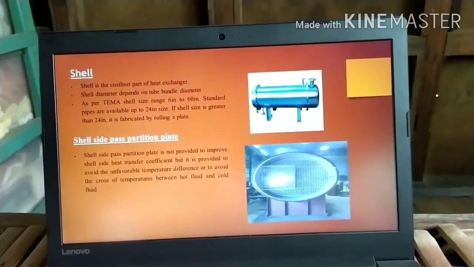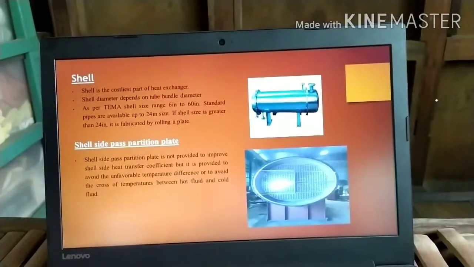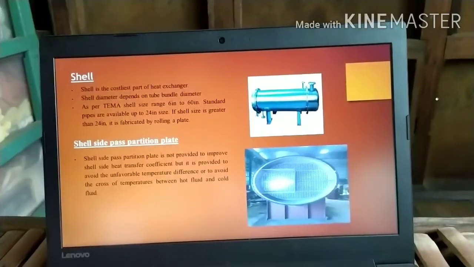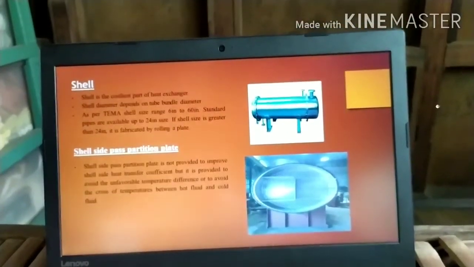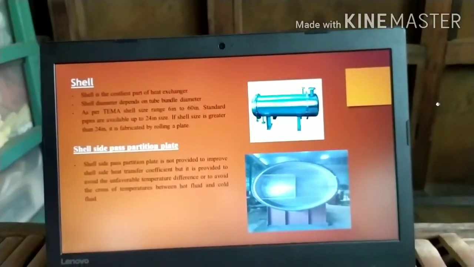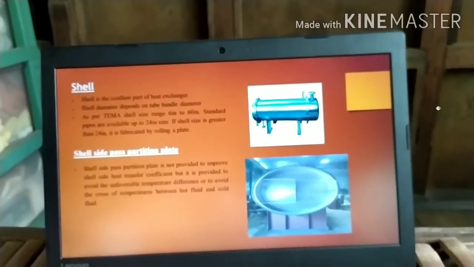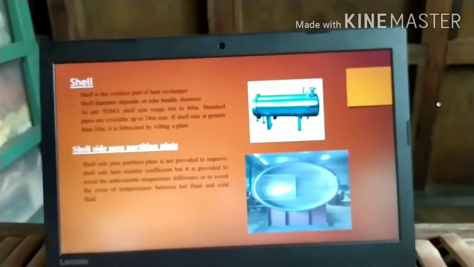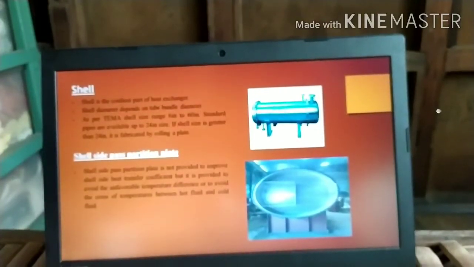Shell diameter depends on tube bundle diameter. As per TEMA, shell size ranges from 6 inches to 60 inches. Standard pipes are available up to 24 inches in size. If the shell size is greater than 24 inches, it is fabricated by rolling a plate. So the shell is the main body or the main frame of the heat exchanger. It is where the other parts are gathered.